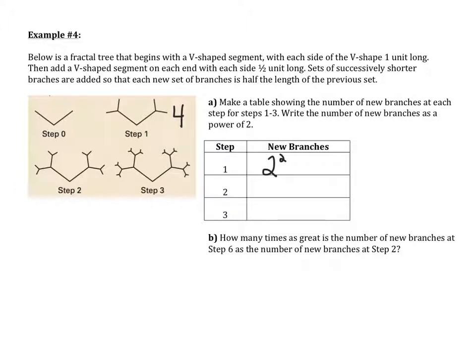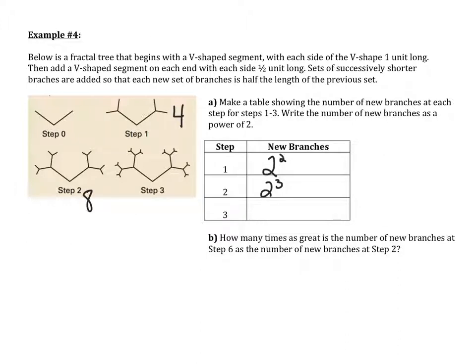Let's look at step 2. Remember, we're only counting new branches. So that's 1, 2, 3, 4, 5, 6, 7, 8. And remember, we're supposed to raise that to a power of 2. So 2 to the third is 8. Since 2 times 2 is 4, times 2 again is 8.